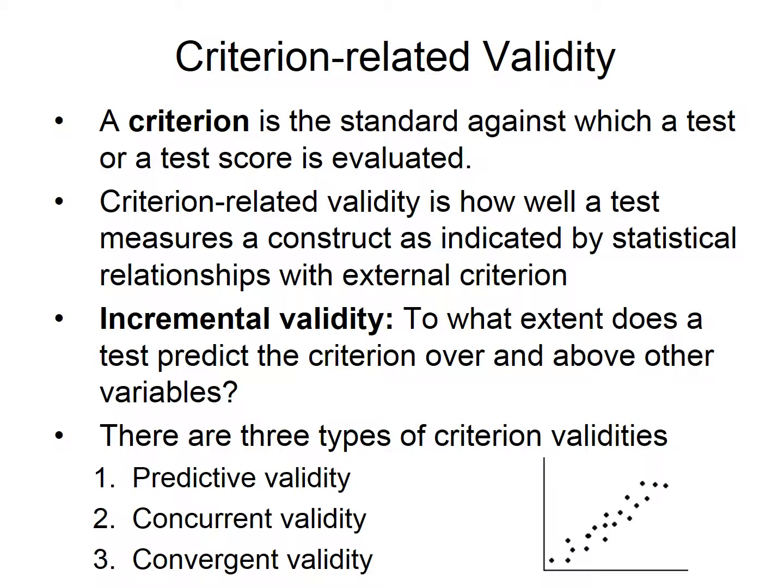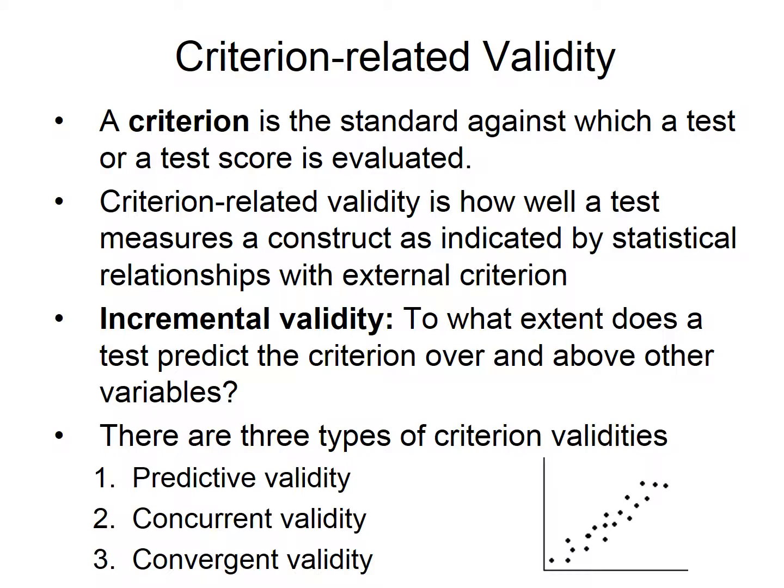Now, we also want to ask the question of incremental validity. So not only do we want to find out, is this measure related to other measures or other outcomes, we also want to know, does our new measure predict above and beyond current measures? So to what extent does a test predict the criterion over and above other variables?